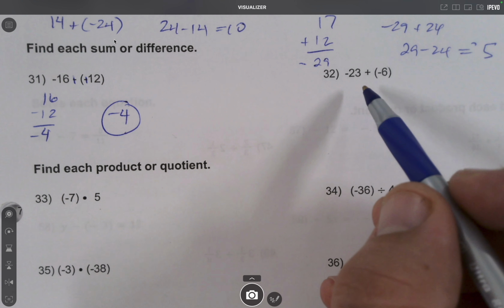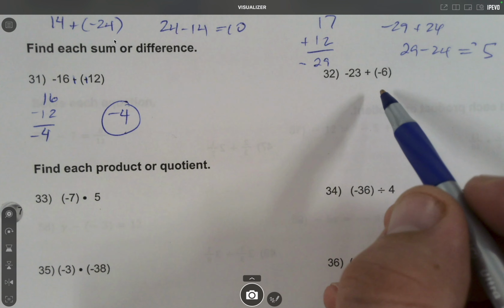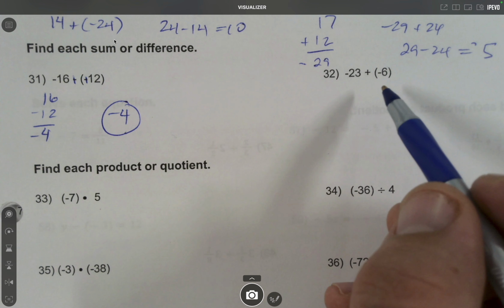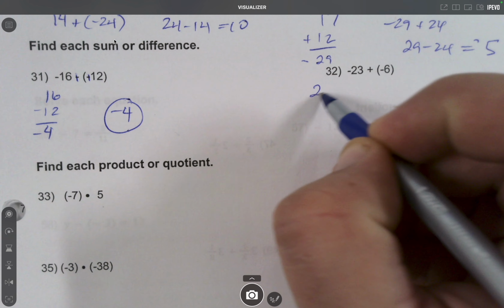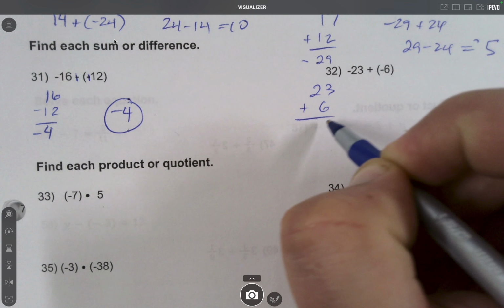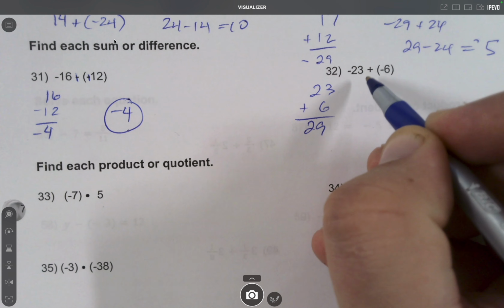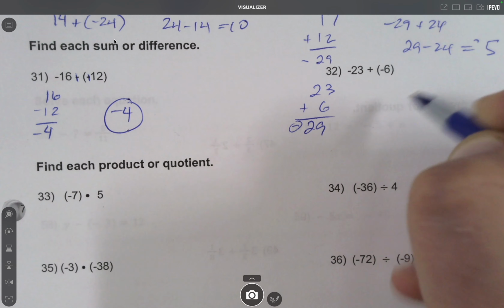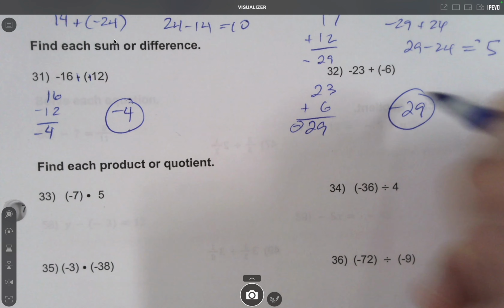Now in 32, we're adding numbers with the same sign together. They're both negative. The method when they are the same sign is to add them together and keep their sign. So since they're negative, so will be our answer. So it'll be negative 29.